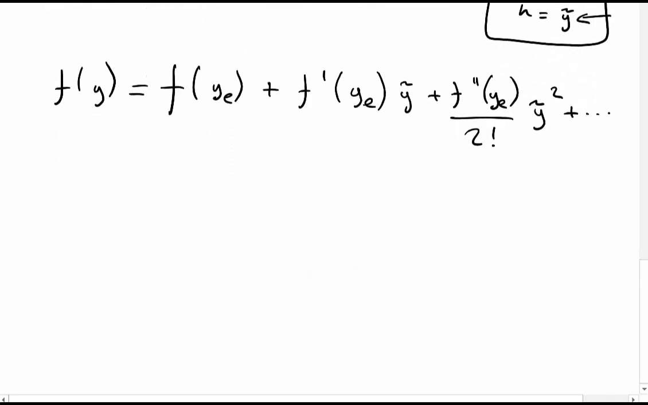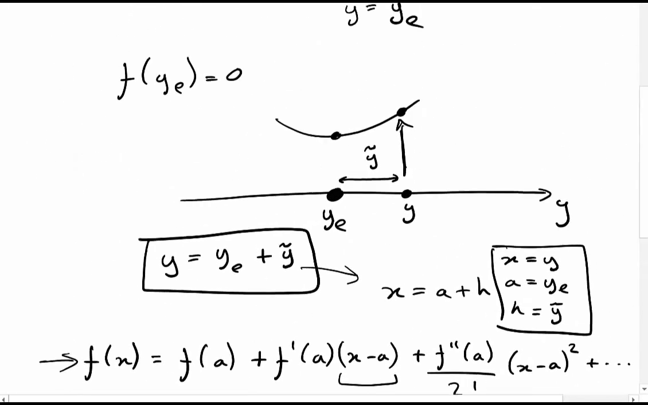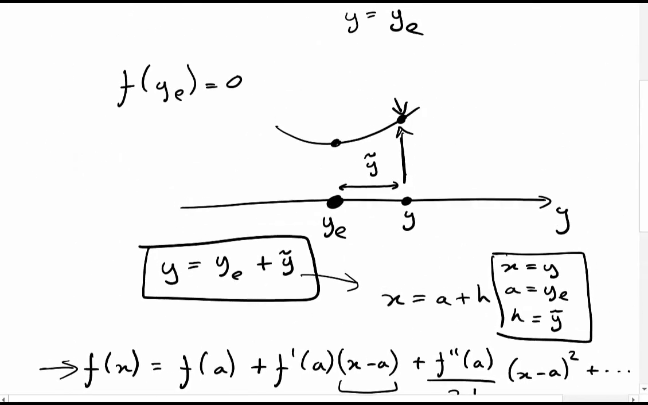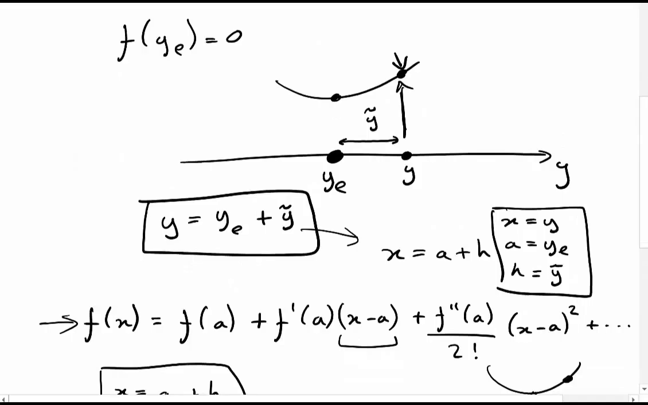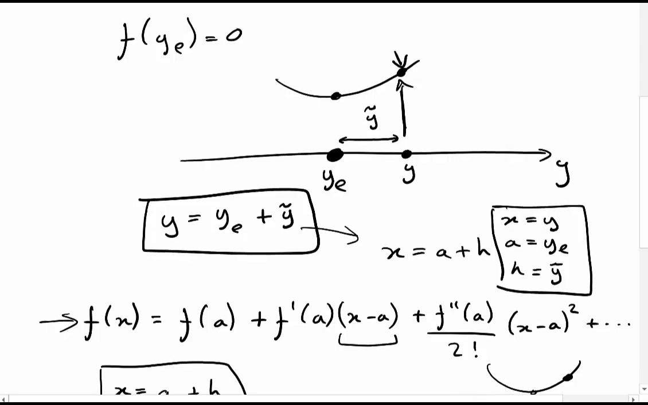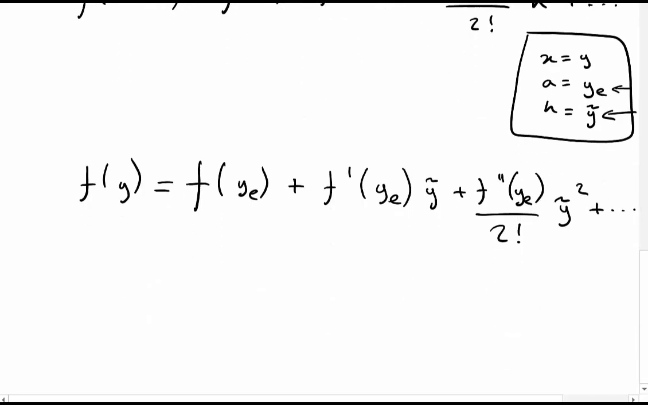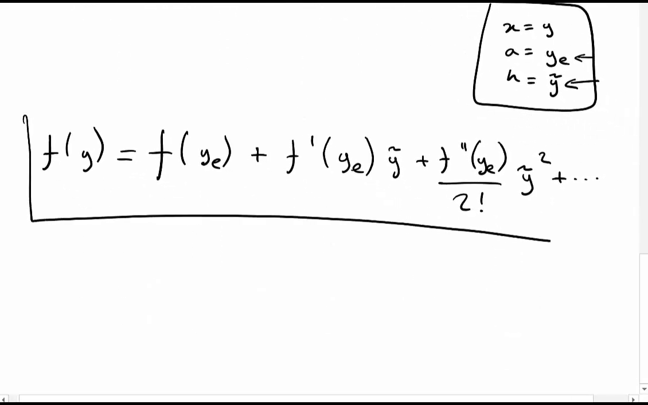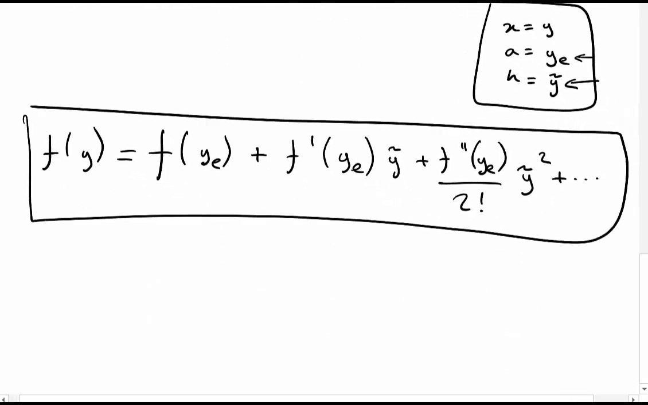So now this is my new expansion around this new point y. In other words, I'm considering a point which is really, really close to my equilibrium point. So I'm considering my function being expanded around a point which is really, really close to my equilibrium point. This is the expansion of my function around that point. Okay, cool. So what can I do with this?